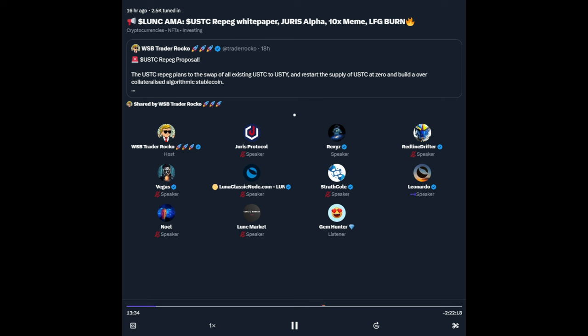I have the idea that on L2, this will be a tiny bit hard to work properly. Not to work properly, but to be massively adopted. That being said, if this L2 issue doesn't need governance, I was just looking at your tweet, and you say USTC Repeg proposal. The USTC Repeg plans to swap all existing USTC to USTI and restart the supply from USTC to zero. Mate, this thing is going to be... I don't know. I have to read it.